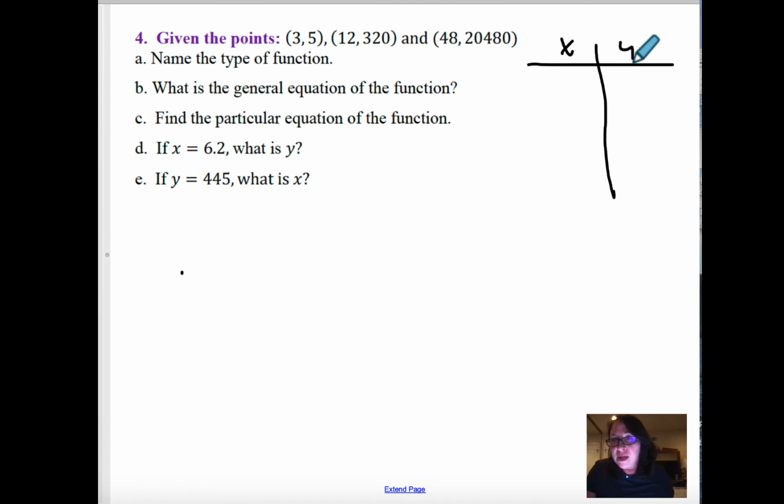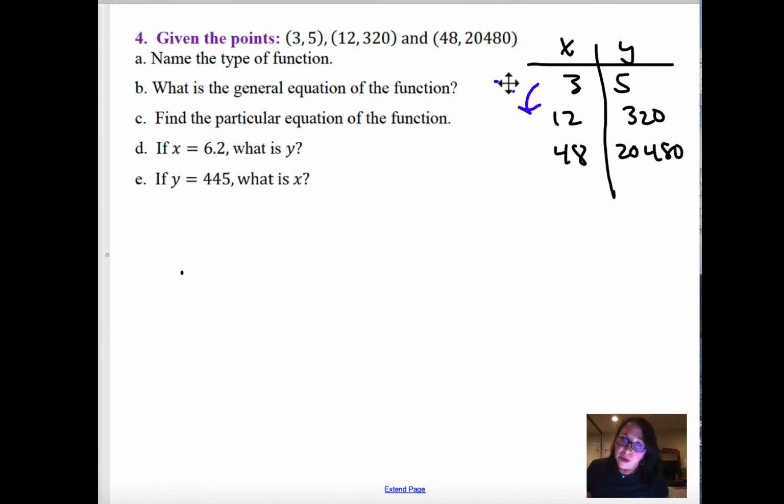Okay, we've got x and y. We have 3, 5. We have 12, 320. We have 48, and then we have 20,480. So for me, this looks pretty basic. Times 4, right? So times 4, times 4. And so if I'm trying to find a direct variation, then I need to use 4. Okay, so I'm going to try to use 4. So what am I doing to get here? So, 5 times 4 is not 20. So I'm going to use my calculator. And I would just say, what's 320 divided by 5?